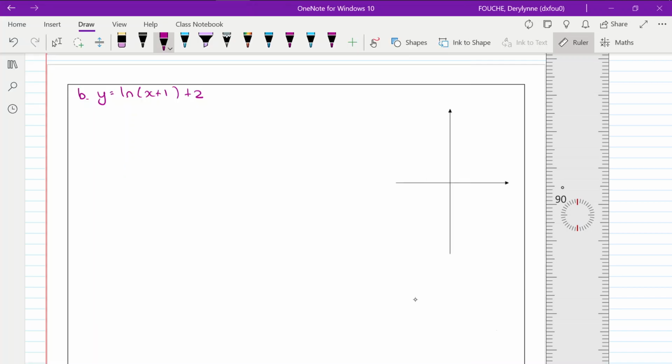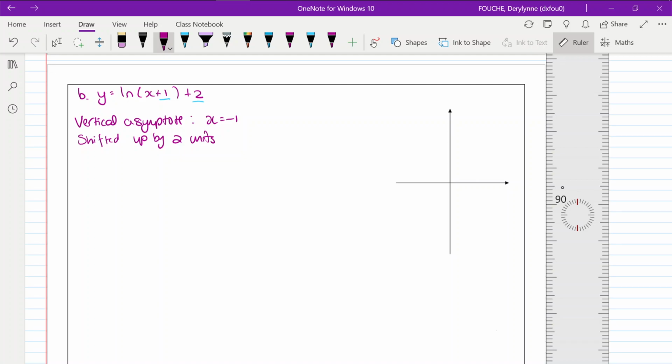All right, let's have a look at this next one. Y equals ln of x plus 1 plus 2. I can see that I have a horizontal shift of 1 to the left, and I have a vertical shift of 2 up. Okay, remember that the horizontal shift will define where my vertical asymptote is. So I have a vertical asymptote at x equals -1, and I know it's been shifted up by 2 units.